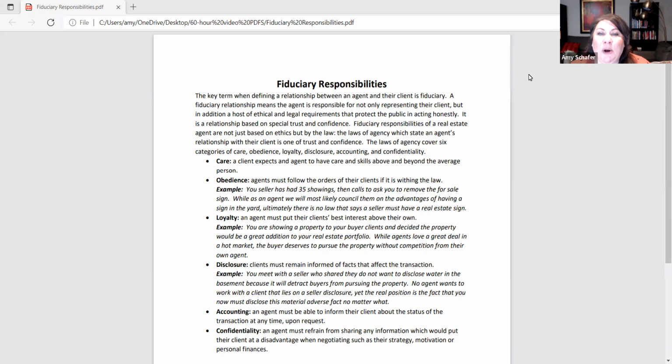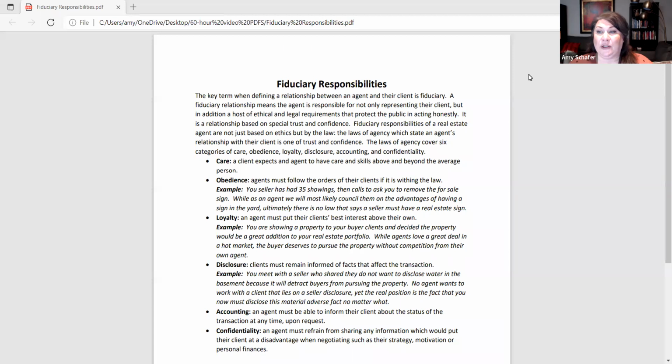And there are 6 parts to these fiduciary responsibilities. The acronym that I use to remember them is COLDAC, COLDAC. Because when I sell a house, I want the air conditioner to work, right? I want them to have a working AC unit, is how I remember it.